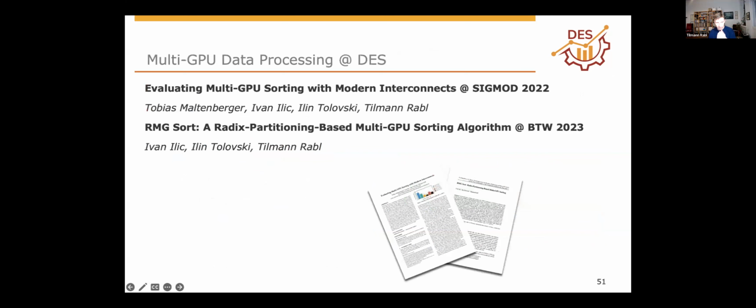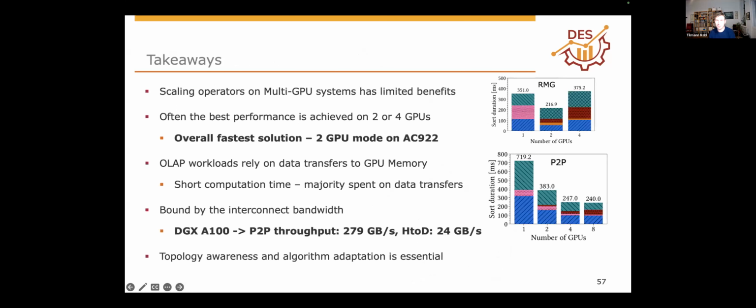Now what we also looked at is what if we have multiple GPUs, right? This was always only one single GPU. Now we can also have multiple GPUs, and we used this for sorting initially. We also have work going on joins right now. And there are different kinds of algorithms. Because of time reasons, I'm not going to go into much detail. I'm just going to show you the takeaways here.